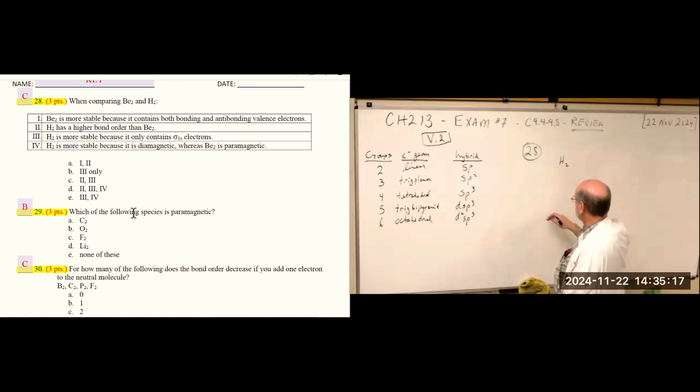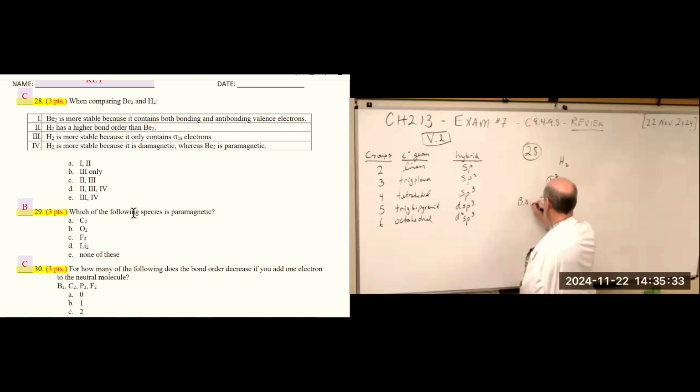H2 is easy. We did that one in class. This is sigma 1s and sigma star 1s. These two electrons both go into that sigma. So the bond order for this one equals 2 minus 0 over 2 equals 1.